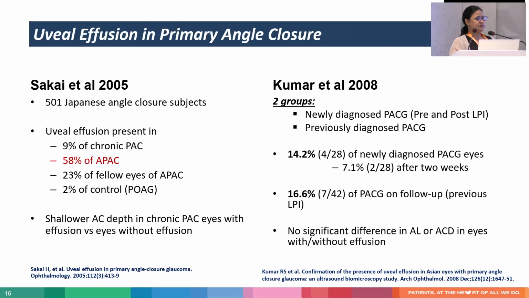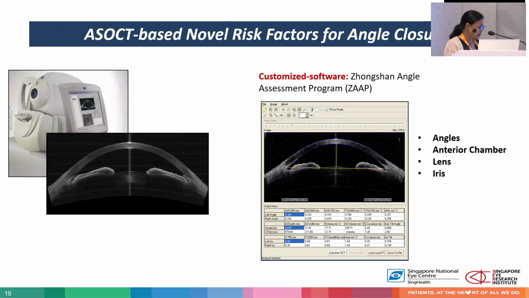So uveal effusion and plateau iris, these are often under-recognized or under-picked up, but UBM helps us in identifying these disease mechanisms. So coming to ASOCT, the initial ASOCT, the time domain ones, only had calipers for measurement of the different parameters. And so a lot of institutes developed their own customized software.